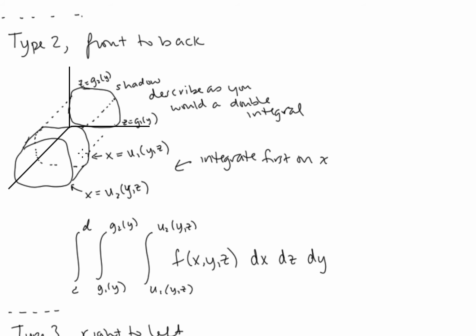And then we look at the shadow cast in the other variable plane. So we integrated on x already, now let's take a look at y and z. We take a look at the shadow in the yz plane and describe that region the same way we would for double integrals. So here, again, I'm showing it as z is a top function of y and z is a bottom function of y. And so those are the bounds on z. And then we have constant bounds on y.